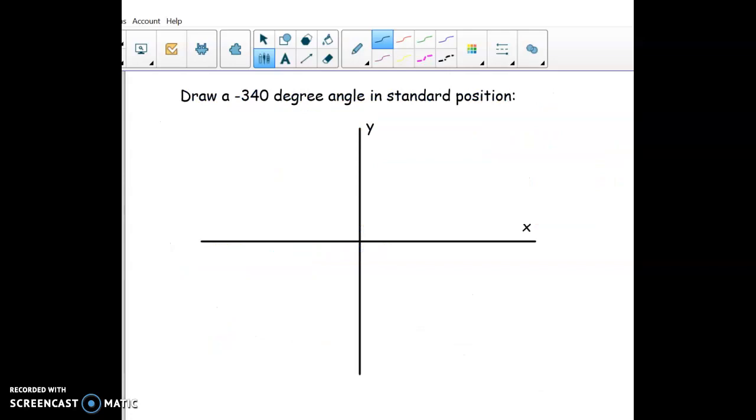Okay, so draw an angle in standard position. See if you remember how to draw negative 340 degrees. Pause the video.